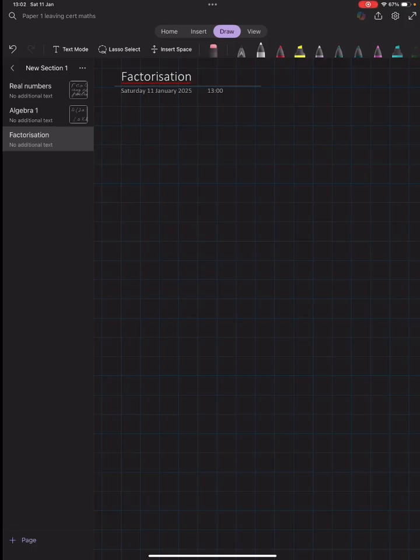So when you're doing factorization, there's a few things to know. One of them that is stupidly important is the difference of two squares. They just love this over at the examination board. So a squared minus b squared can be factorized into a plus b multiplied by a minus b.